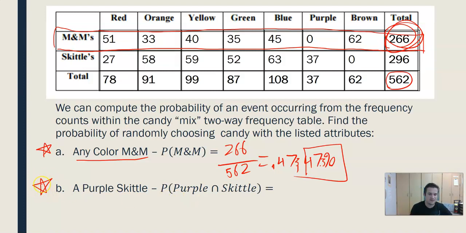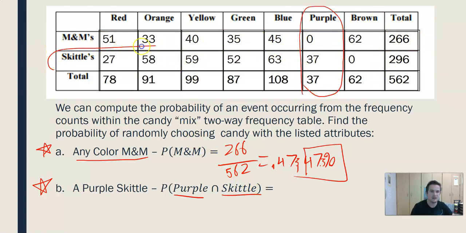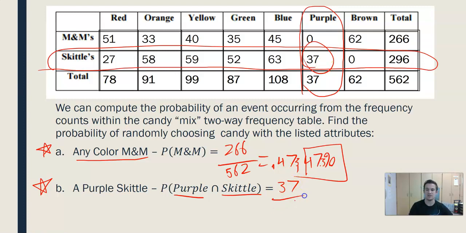The next one says, find the probability of drawing a purple Skittle. In probability set notation, that would be the probability of drawing a purple and a Skittle, the intersection of a purple and a Skittle. So let me erase all this. Here are my purple candies, and here are my Skittle candies. How many of my candies are purple and Skittles? Well, 37 of them. There are 37 purple Skittles out of a total of 562 candies.